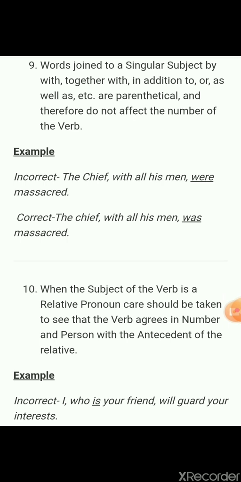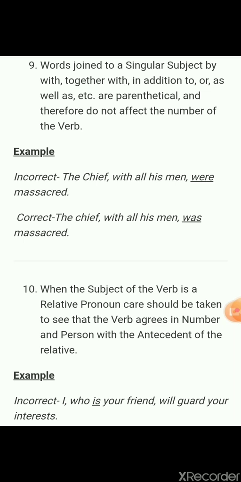Incorrect. The chief with all his men were massacred. The chief with all his men was massacred. With all is there and it is giving us an indication that we need to provide only a singular verb, and we have provided was.